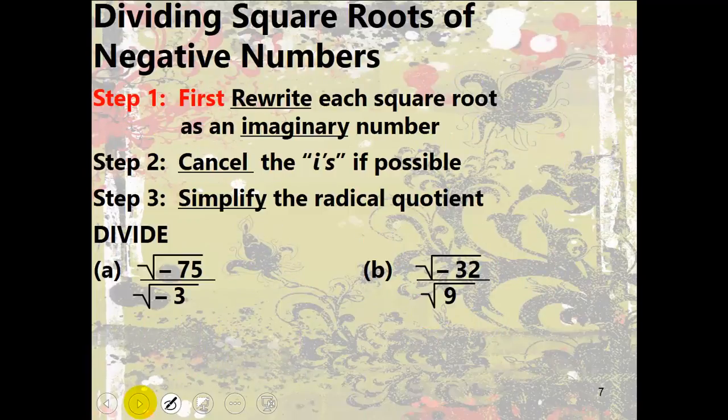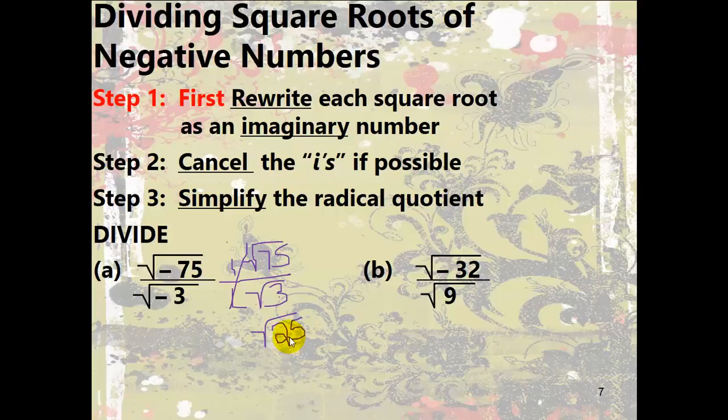Now when we divide square roots, again, you want to pull out your i's first and cancel where you can, and then simplify the radicals. Okay? So my numerator becomes i times the square root of 75. My denominator becomes i times the square root of 3. These cancel. Since 3 goes evenly into 75, this becomes the square root of 25 because I just divide them, and then I get 5. 5 is my final answer. The i's both canceled.